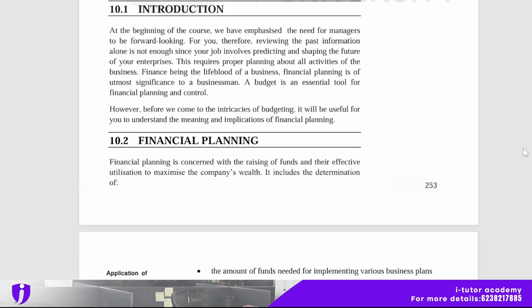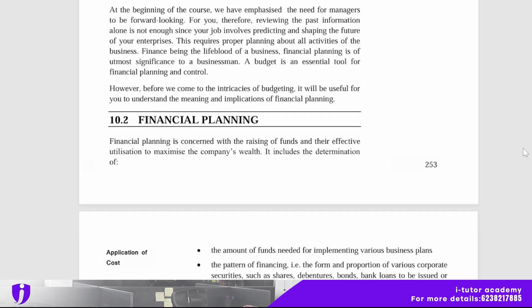At the beginning of the course, we emphasized the need for managers to be forward looking. Therefore, reviewing past information alone is not enough, since your job involves predicting and shaping the future of your enterprises. This requires proper planning about all activities of the business. Financing being the lifeblood of a business, financial planning is of utmost significance to a businessman. A budget is an essential tool for financial planning and control.